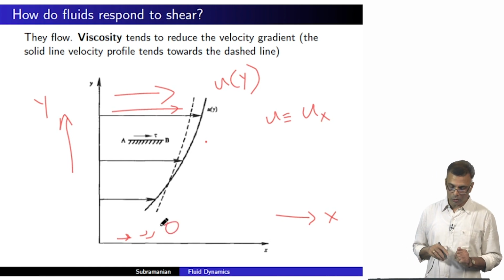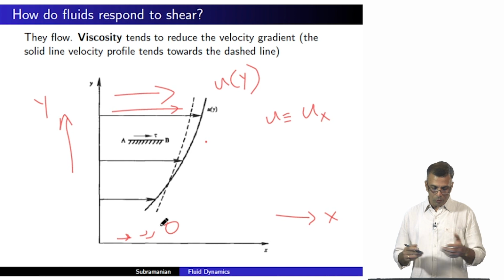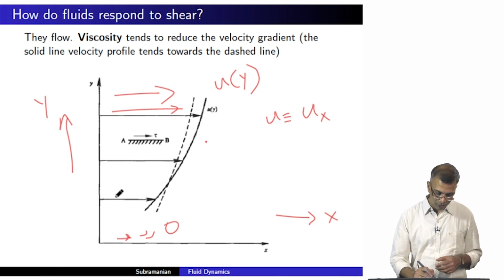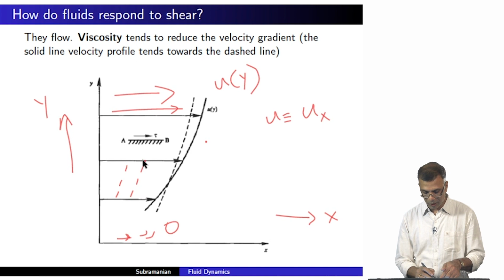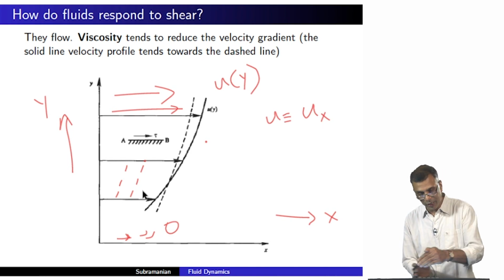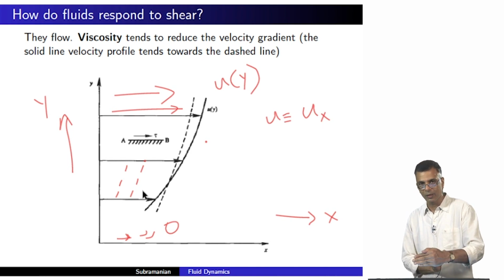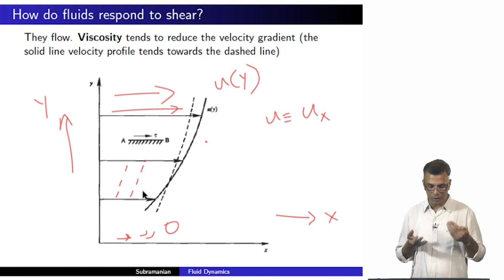So it's almost as if these different layers are connected by little rubber bands like this. When you're trying to slide the top layer over this, there are these imaginary rubber bands which are trying to prevent the sliding. And this is what viscosity is all about.